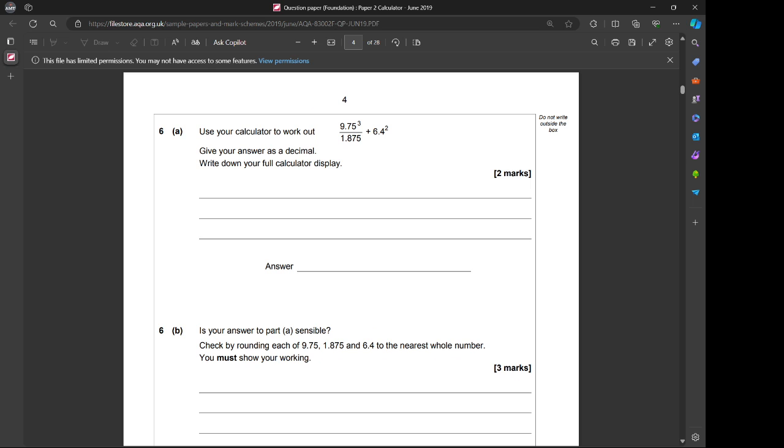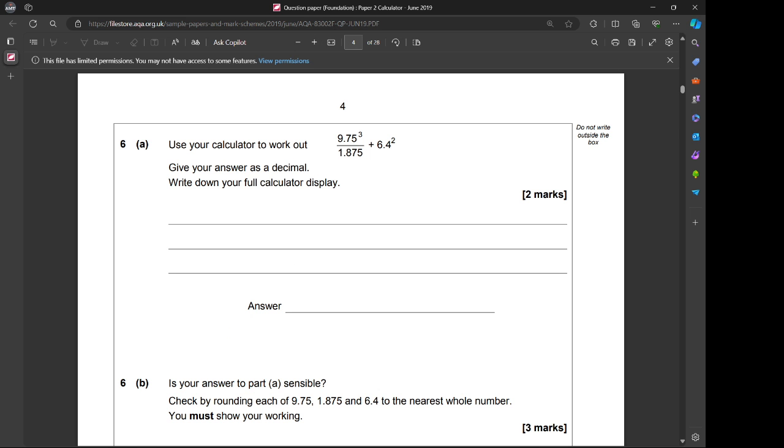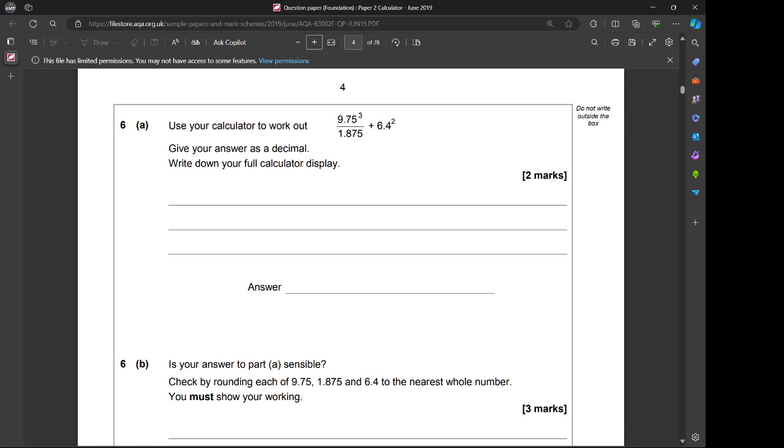Question number 6, guys. So 6A and 6B on the screen. Please do stop me if I'm going too fast. But we're going at a good pace today.